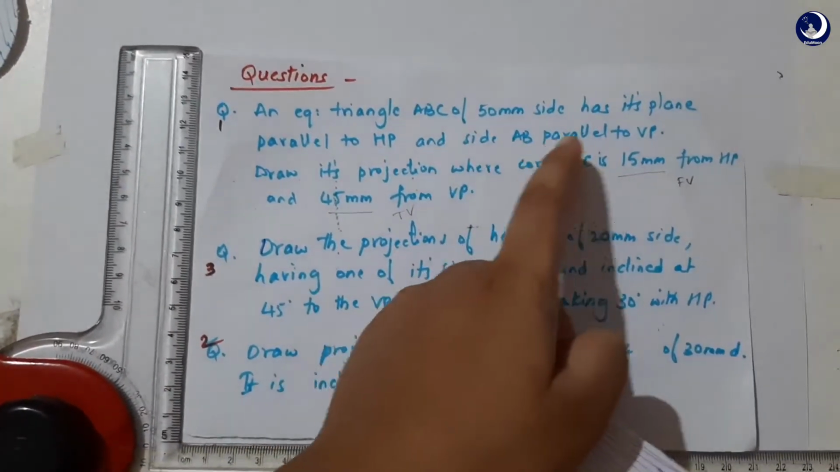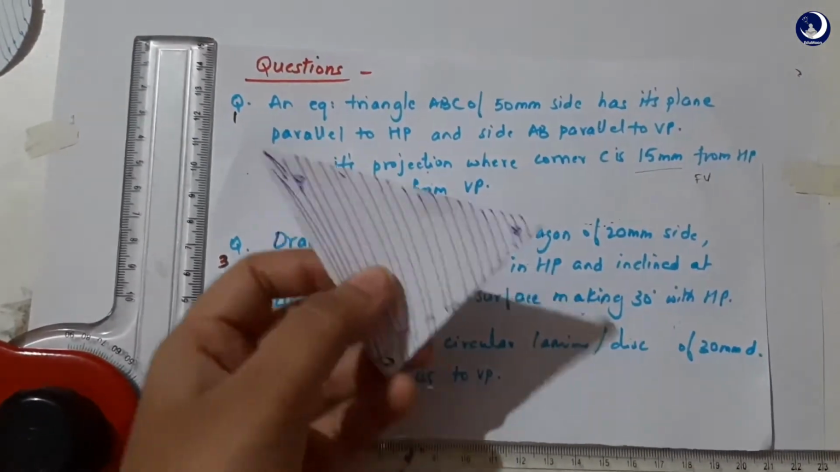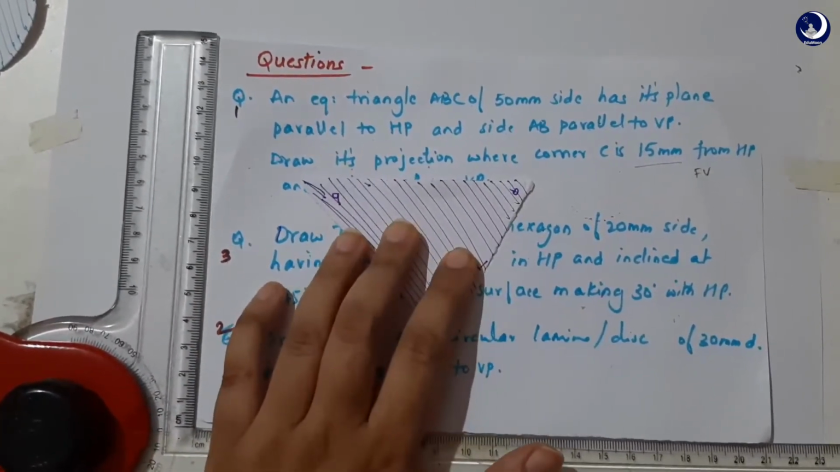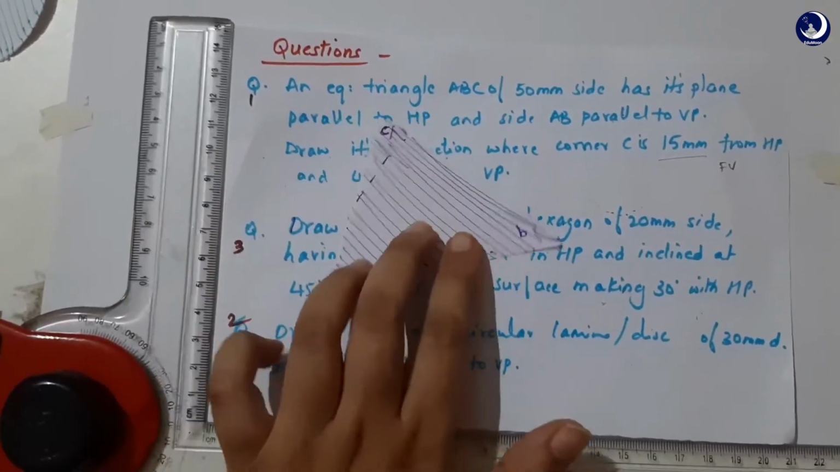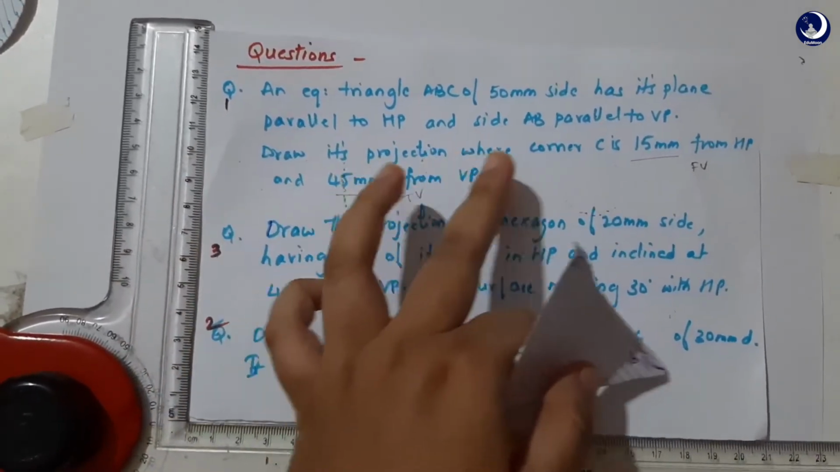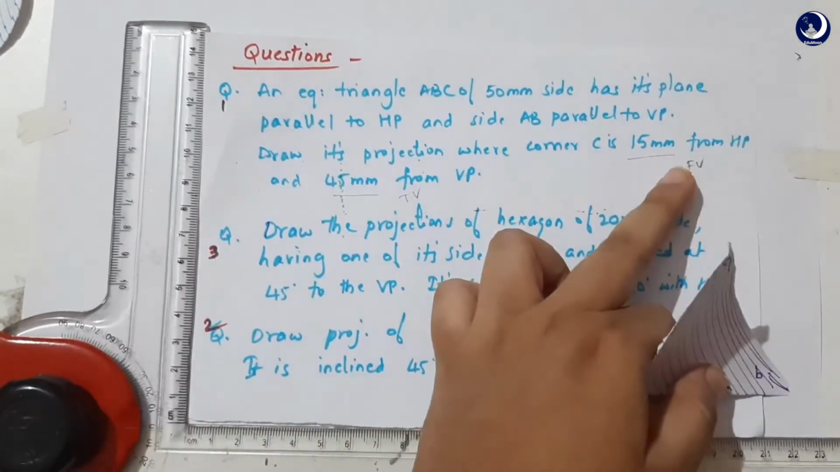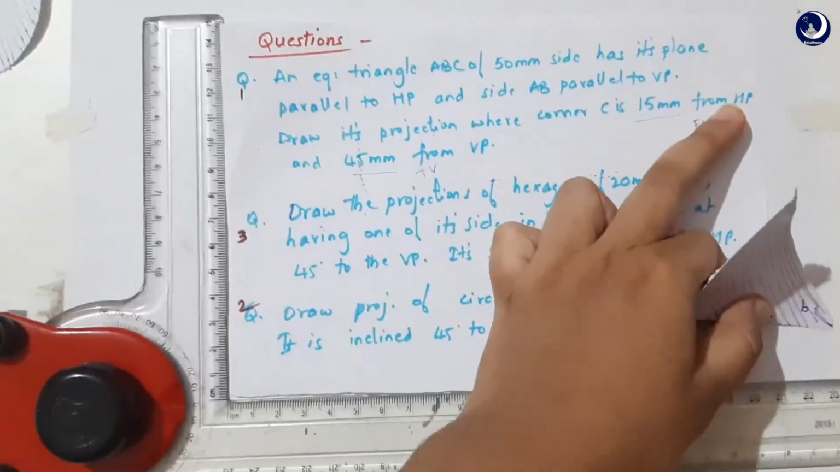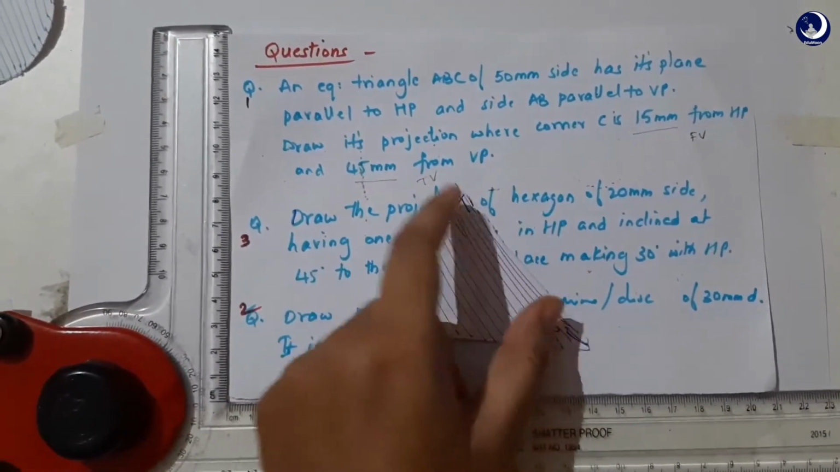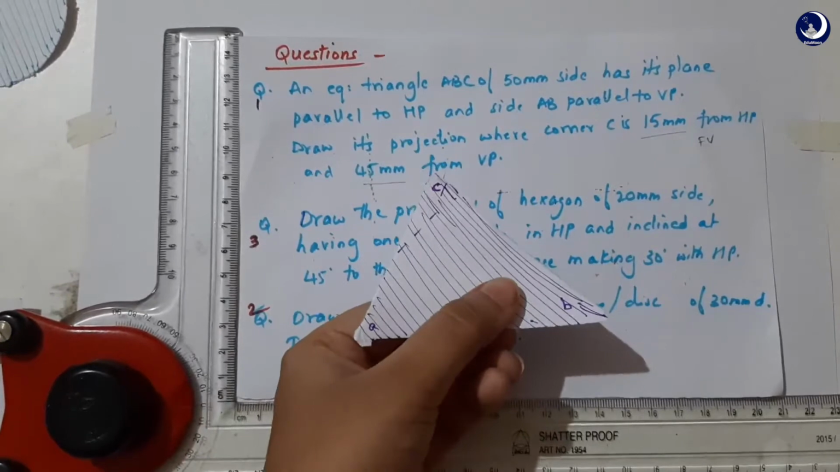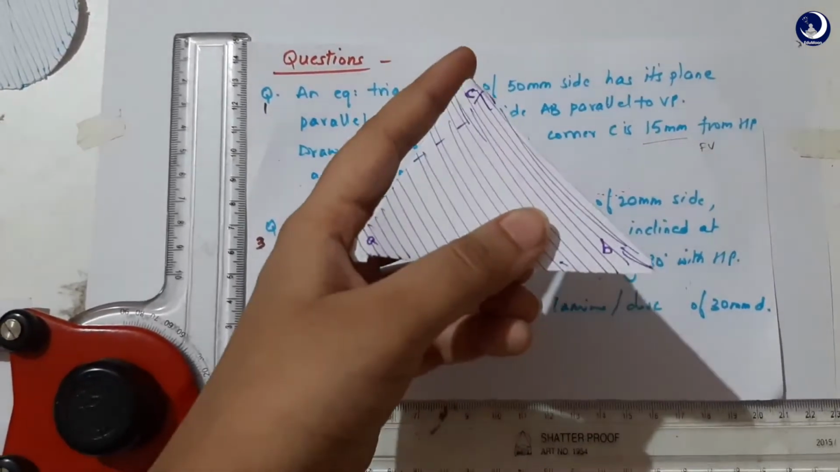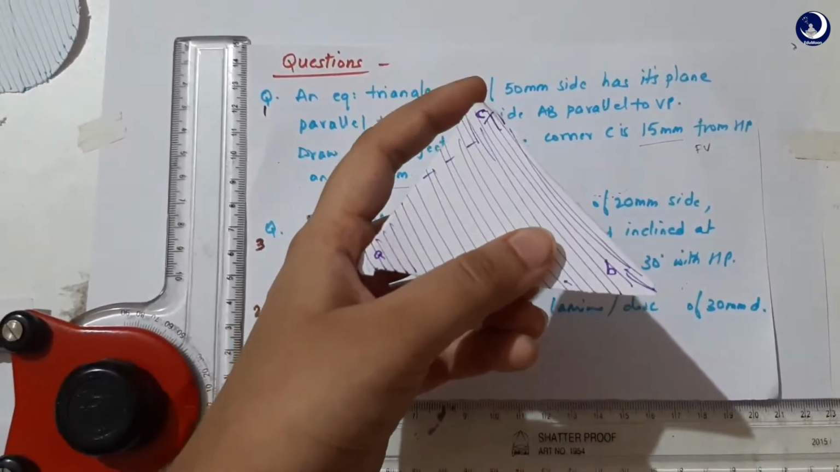And side AB is parallel to VP. So it can either be like this or like this. Draw its projections where corner C is 15 mm from HP and 45 mm from VP. So corner C is 15 mm from HP means it is 15 mm from HP, and the distance between point C and VP is 45 mm.